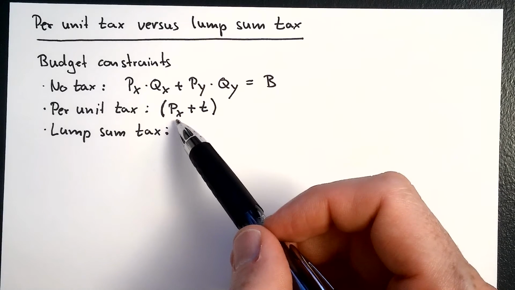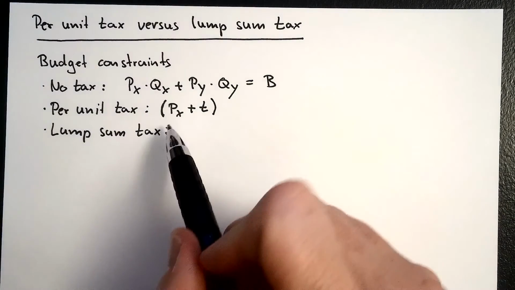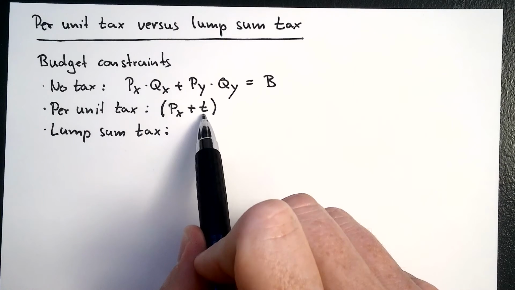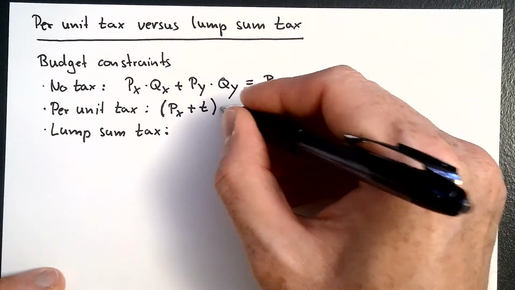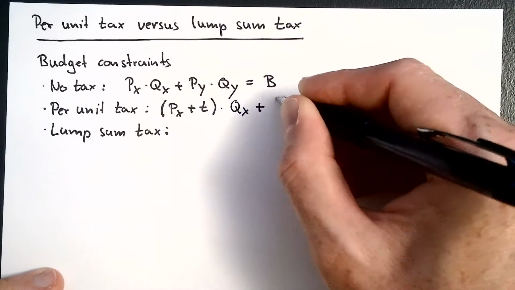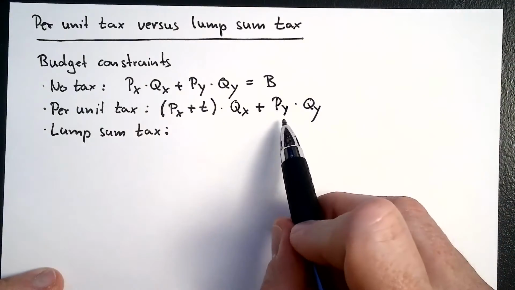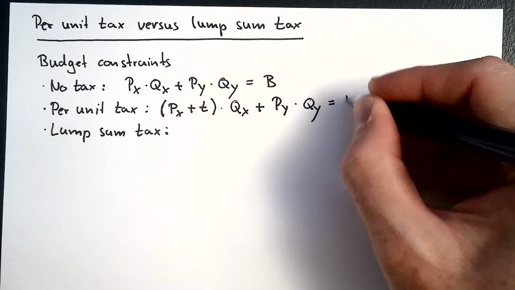What this means is that for each unit you are purchasing, you are paying $1 in tax. So hence the price of X is now Px plus the per unit amount, that's little t here, times Qx plus Py times Qy. We do not have a per unit tax on good Y. This equals the budget.